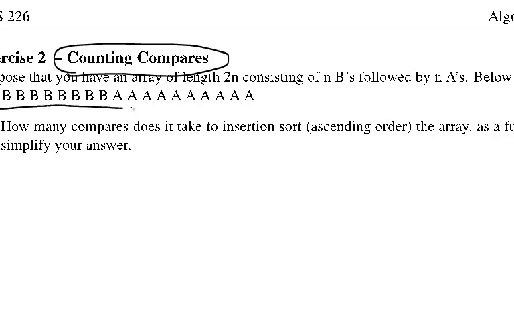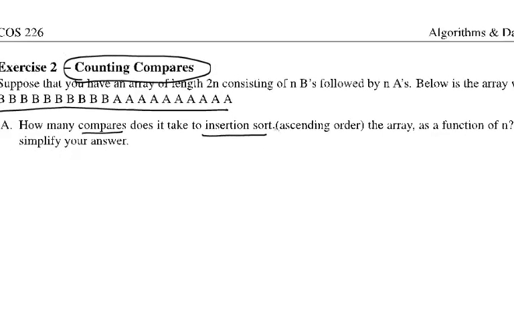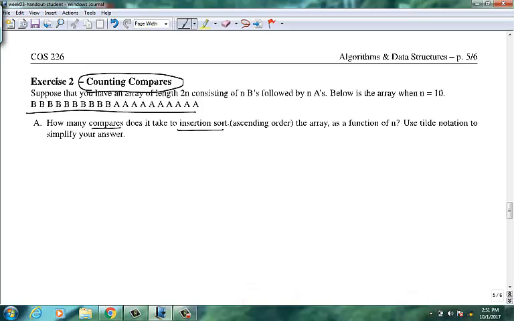We are given a very special type of an array where we have n b's and n a's. So the question is asking how many compares does it take for the insertion sort to sort the array as a function of n. So in order to understand how the insertion sort works, insertion sort starts by doing this.